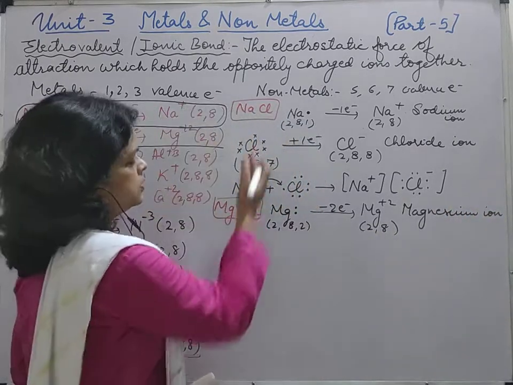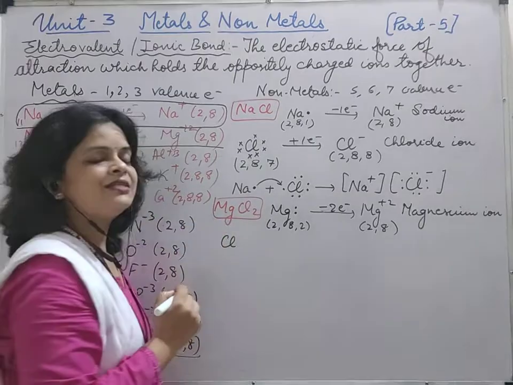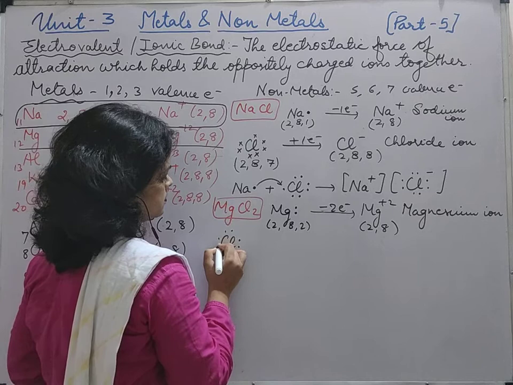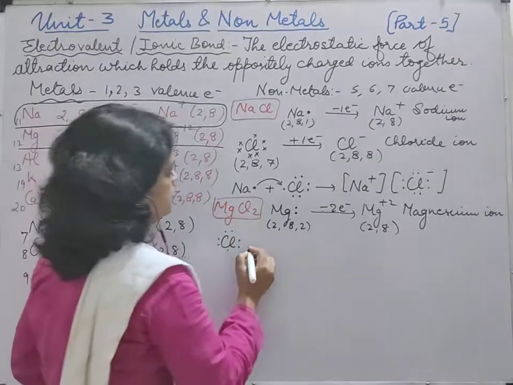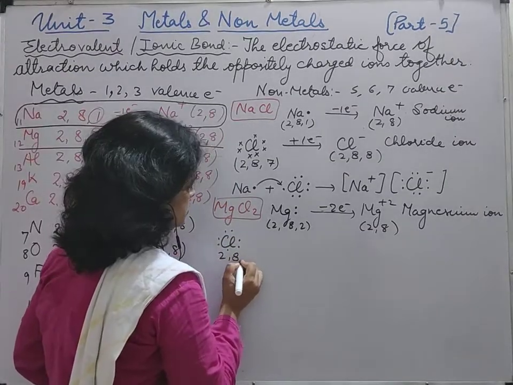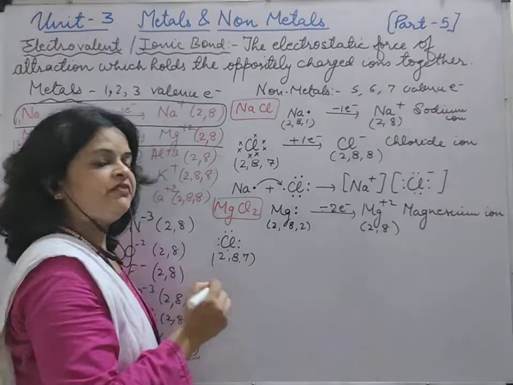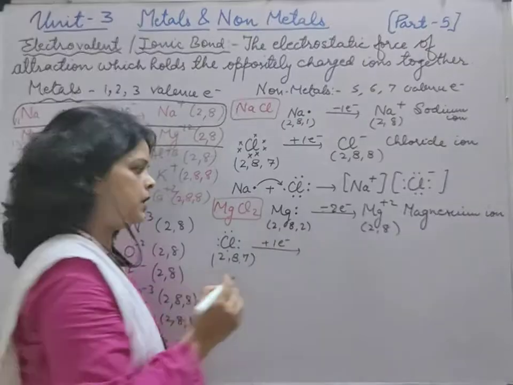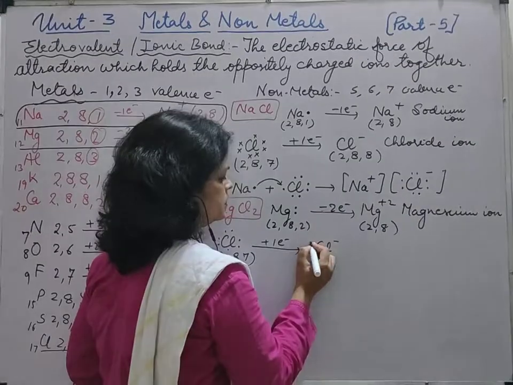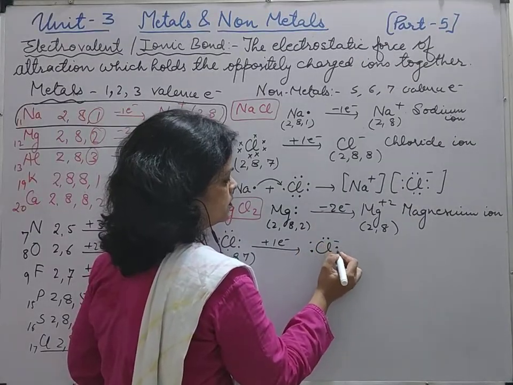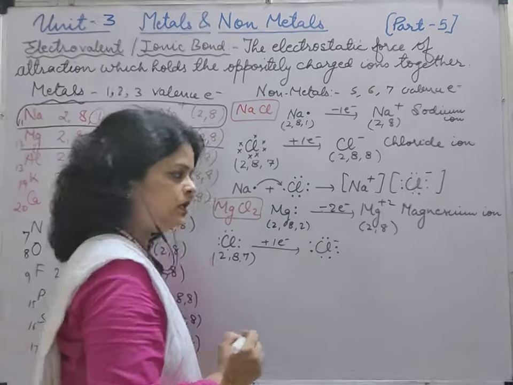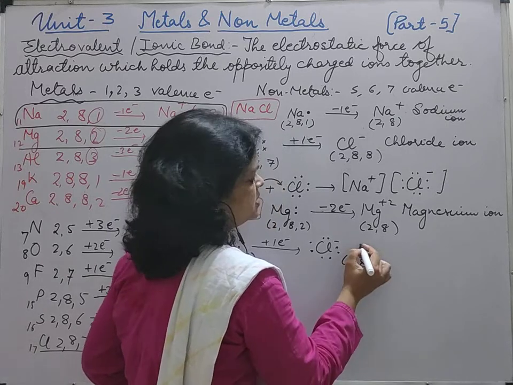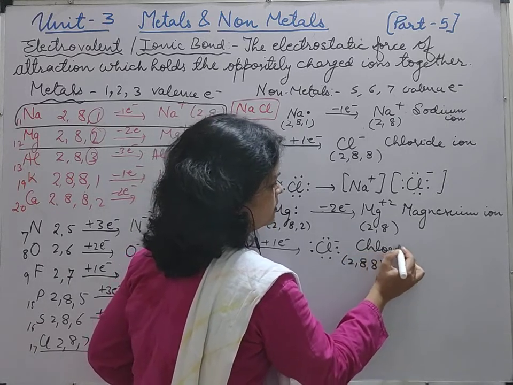Now, say chlorine. It is having the 7 valence electrons. Okay. Now, configuration क्या था इसका? 2, 8, 7. If it gains one electron, ये क्या बना देगा हमारा? Chloride ion. Fine. And the configuration becomes 2, 8, 8. And what is the name? Chloride ion.